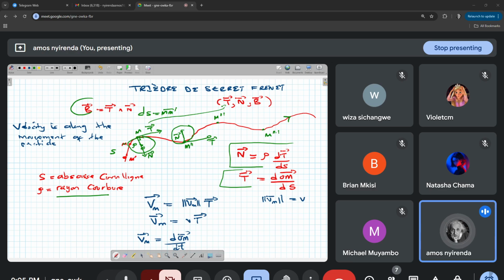So here the normal is going to be equal to ρ multiplied by the derivative of the vector t with respect to s. And then just also remember this formula: T is going to be equal to the derivative of the vector OM with respect to s. Voilà, c'est ça. Just remember these two formulas. If you remember these two formulas for N and for T, you'll be warm and dry.